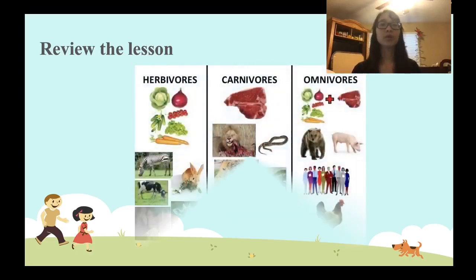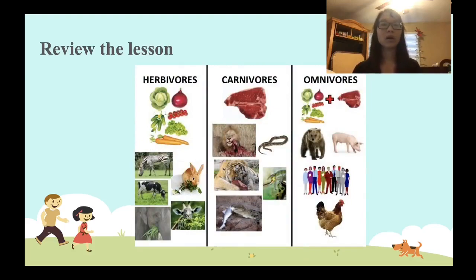Let's review three of these new words. Herbivores means animals that only eat plants. Omnivores are animals that eat fruit, plants, and meat. We humans are omnivores. The chicken is an omnivore. Yeah, the pig too, they are omnivores. For herbivores, you see rabbit, horse, cow, elephant, because they eat only plants. How about carnivores? Carnivores eat only meat. For example, lion, tiger, snake, they are carnivores.